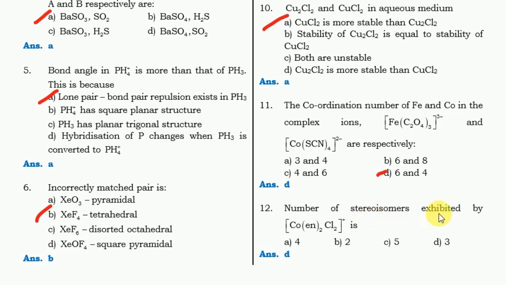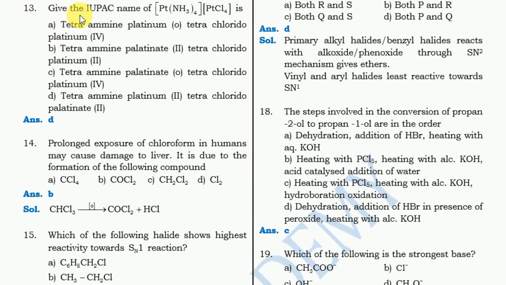Okay, next question: give the IUPAC name of. For this question the correct answer is option D. Okay, just look for the keyword IUPAC name. Okay, next: prolonged exposure of chloroform in humans. For this question the correct answer is option B, COCl2.